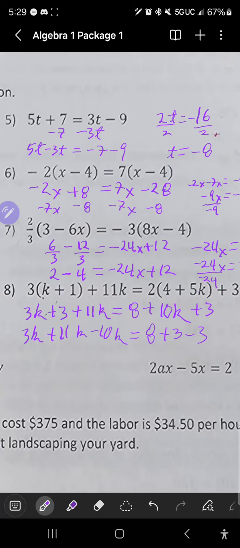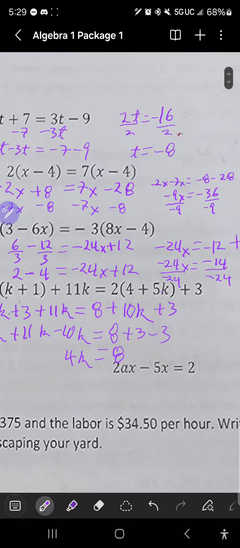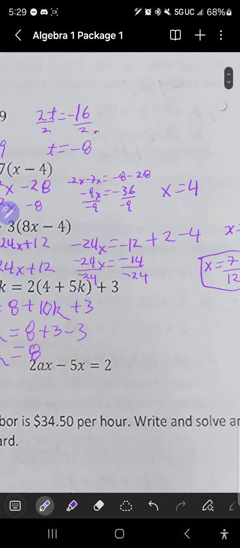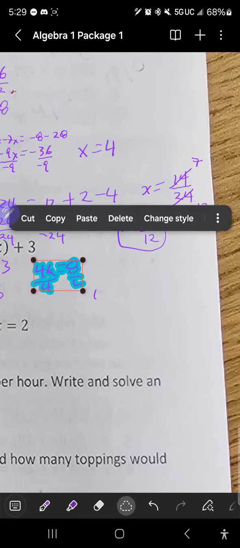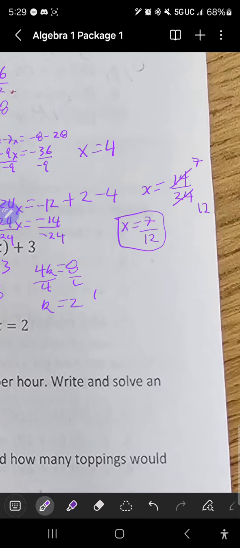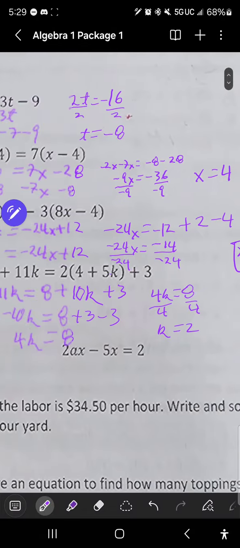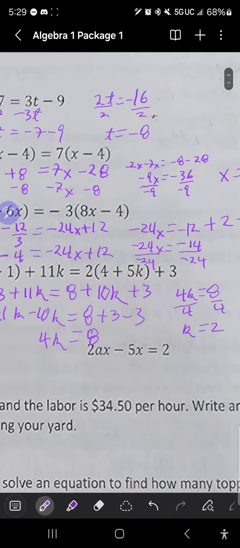Now we combine terms. We have 3k plus 11k, which is 14k, minus 10k, which is going to be 4k positive. Equal, 3 minus 3 is 0, so I'm just going to keep the 8. Now we have 4k equals 8. We divide both sides by 4, and we get that k equals 2, and this is our result. As you see, it's not as complicated as it seems. You always go step by step in the process.